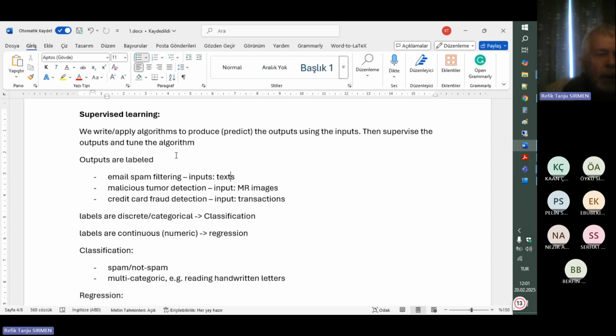So the sample data is actually divided into two parts, mostly 80% to 20%. We use the 80% of the sample data for creating and training the model. And then we test the model based on the remaining 20%, tune and modify the model, and then start using it. Okay?